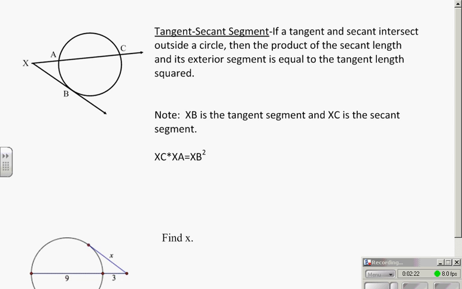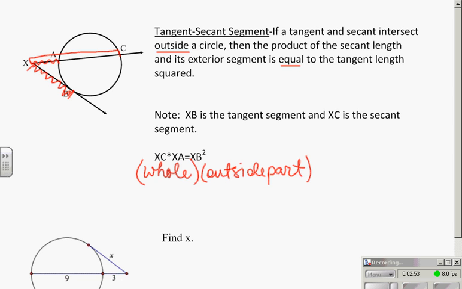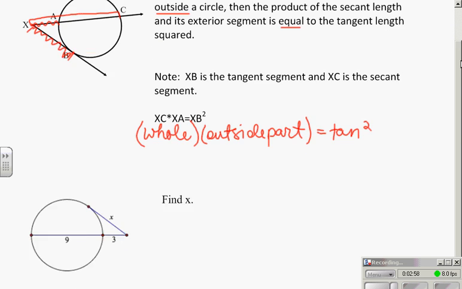Now, tangent secants are very similar. I'm still going to have this whole times the outside part. If a tangent and a secant intersect outside a circle, the product of the secant length and its exterior segment is equal to the tangent length squared. So that's all you're going to change this time is you're going to square it. So an easier way to think about this would be to say whole times outside part equals the tangent squared.